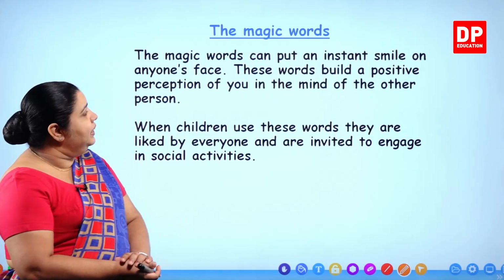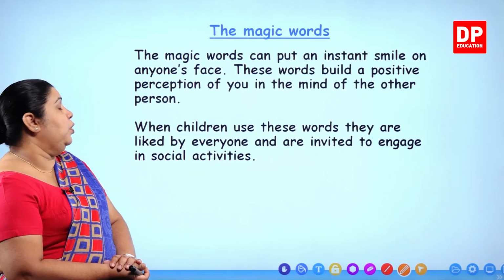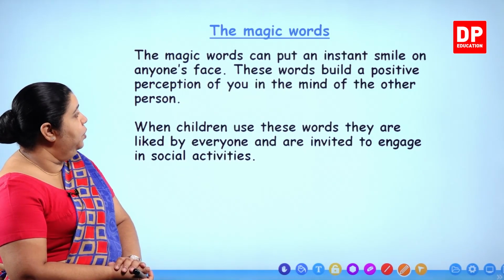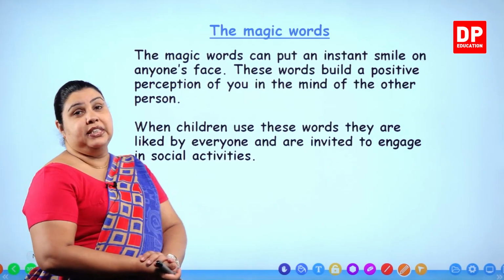These words build a positive perception of you in the mind of the other person.